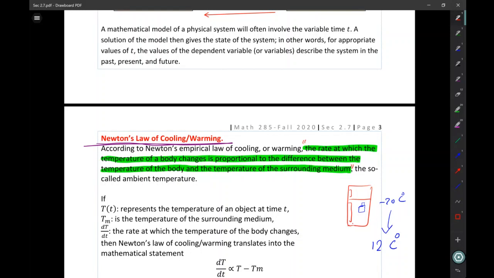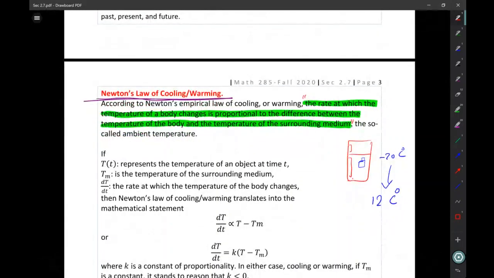All right. Now, let us assume that capital T of small t represents the temperature, a function which represents the temperature of any object at any time t.